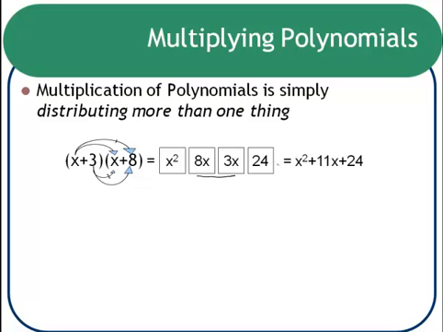We could check that work easily enough by plugging in a number. Maybe I'll plug in the number 5. Arbitrary, I just picked a number. If I plug in 5 for x here, 5 plus 3 is 8. And here, 5 plus 8 is 13. 8 times 13 would be 104.